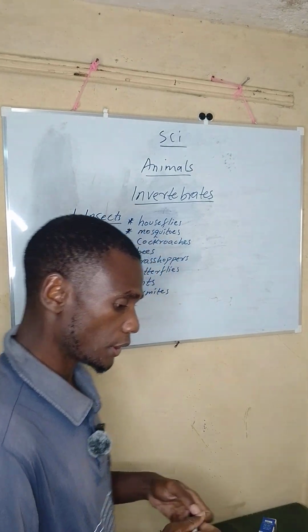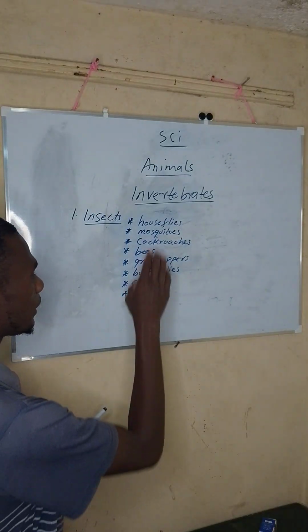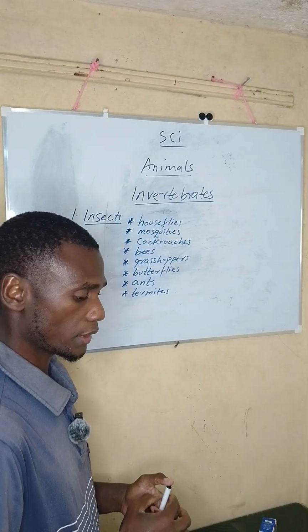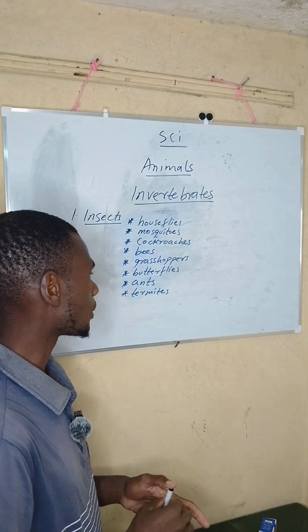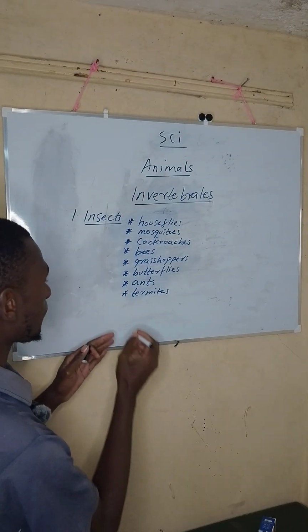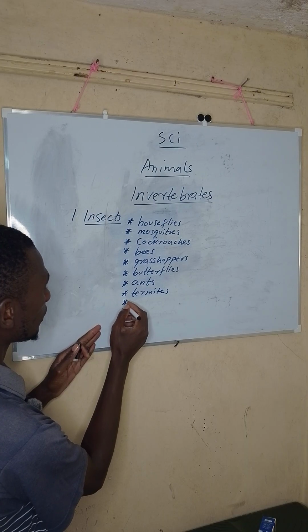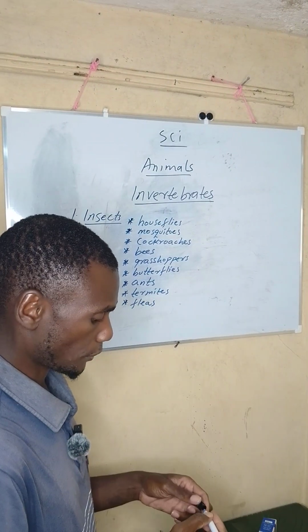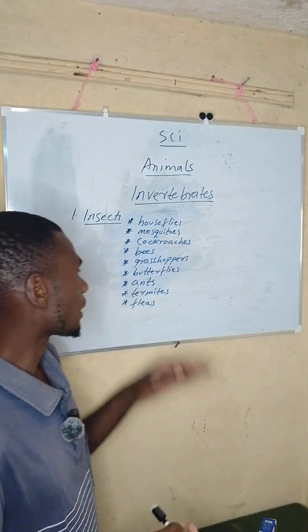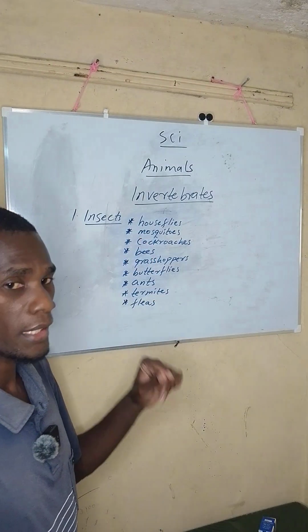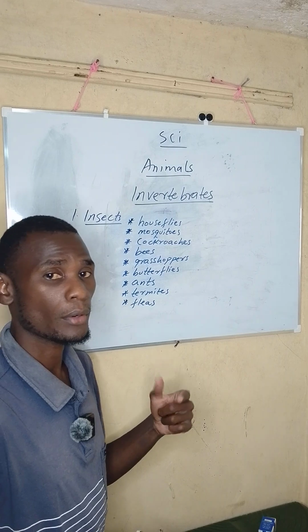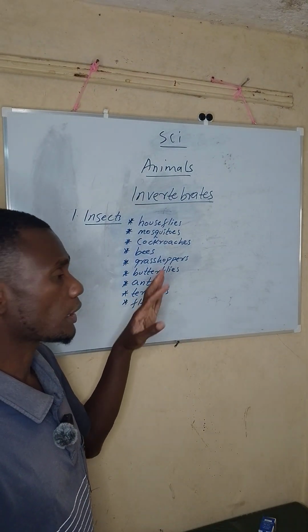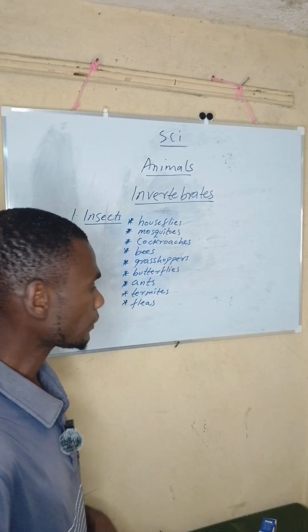Now, this is not the only list. It is a very big group with so many animals. Maybe there is one that I would like to talk about, the flea. So talk about the fleas. Now, these are examples of insect. They specifically fall under the group of insect. So they are invertebrates but falling under the group of insect.